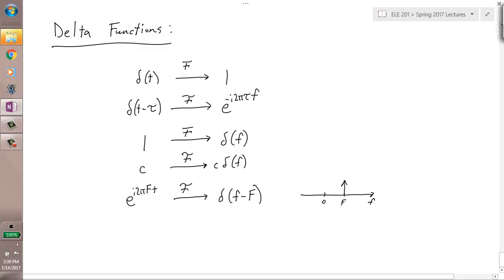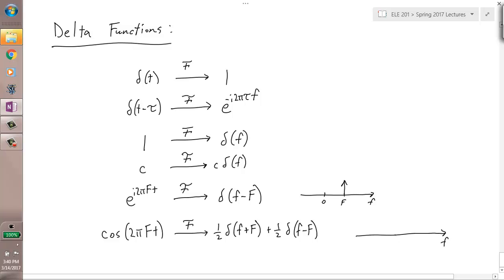So sine or cosine then splits into two complex exponentials. So let's say cosine of 2 pi ft goes to, well, by splitting it up with Euler's identity, we get 1/2 delta of f plus capital F plus 1/2 delta of f minus capital F. This would be, split that into Euler's identity and then use the above rule. So in the frequency domain, it looks like this. 0, we have F, we have negative F, and this goes to 1/2.